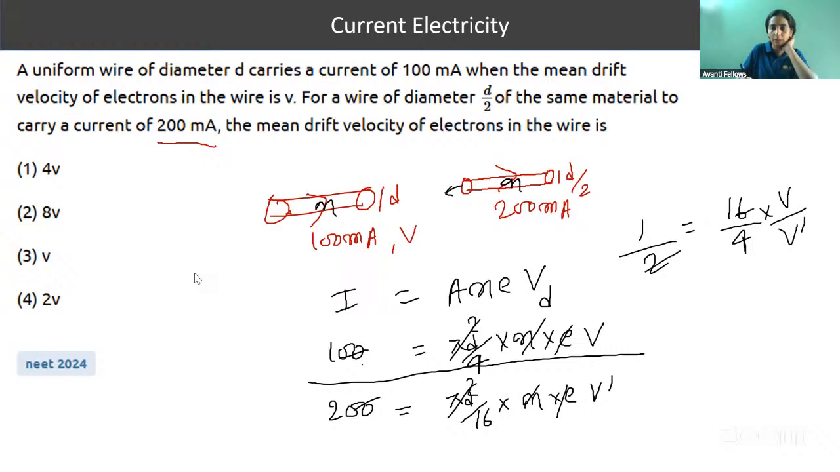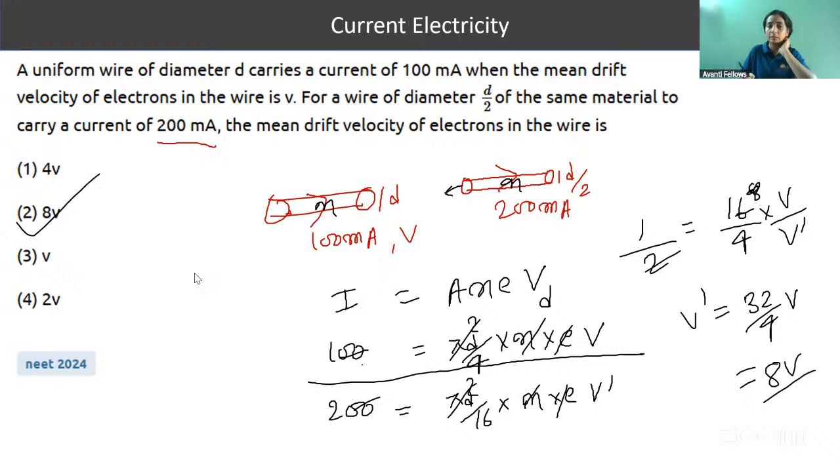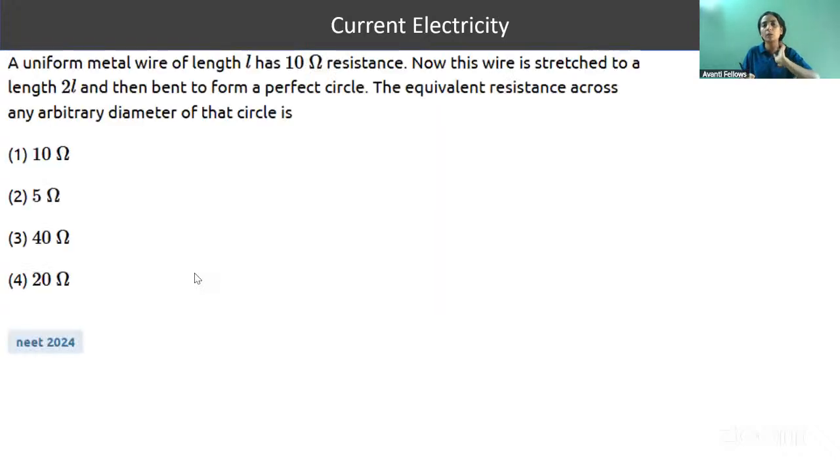So this is going to give you how much? Sorry, I cut it. So v dash is equal to 32 by 4v, and that will give you 8v. So the correct answer is B. You just needed to use the formula, nothing else. Please do things wisely with whole attention. Please. I'm relaunching the poll. Take your 1 minute or 1.5 minutes and let me know.